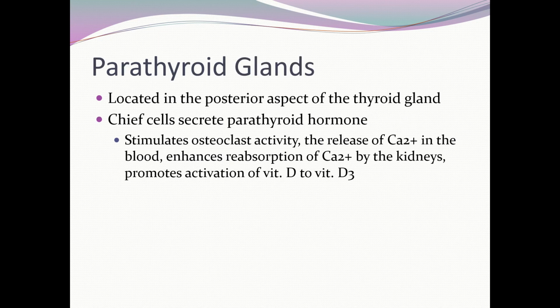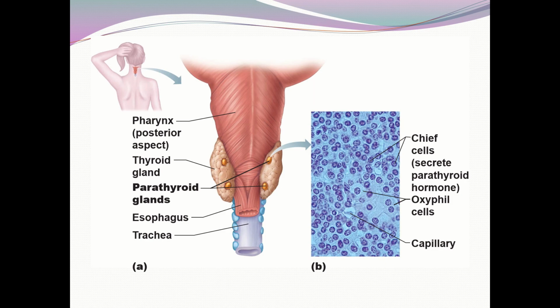The parathyroid glands are located in the posterior aspect of the thyroid gland. Chief cells will secrete the parathyroid hormone, and it stimulates osteoclast activity. It stimulates the release of calcium into the blood. It enhances the reabsorption of calcium by the kidneys, and it promotes the activation of vitamin D to the active form, vitamin D3. This illustration shows the parathyroid glands located posterior of the thyroid.